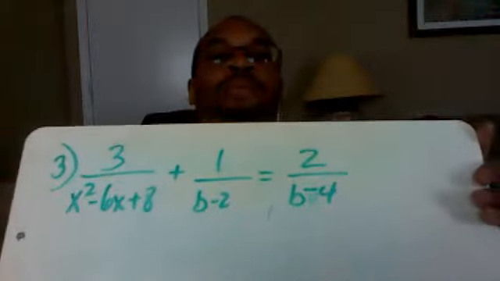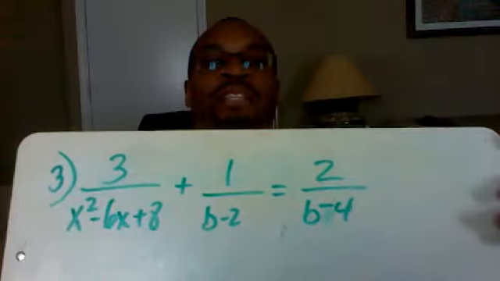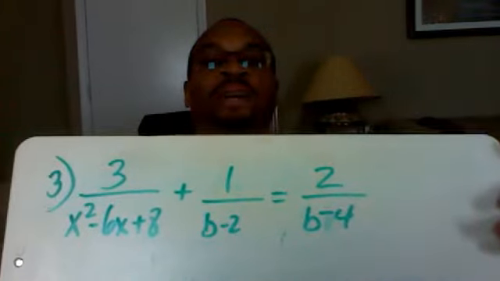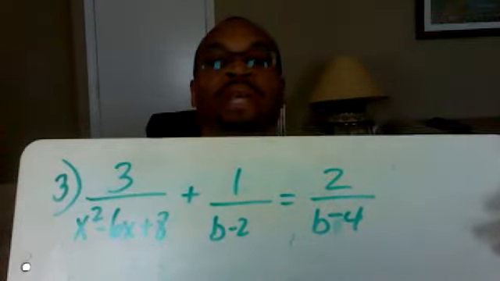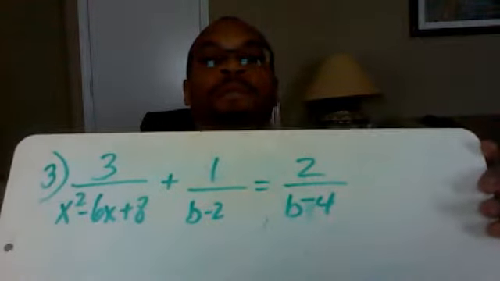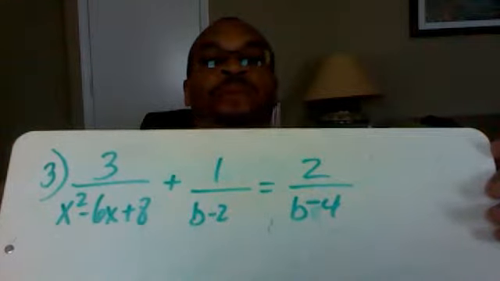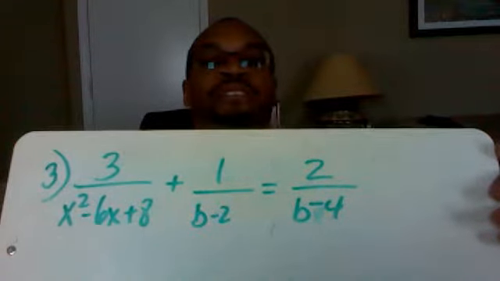Alright, this is problem 3, guys. You have 3 over x squared minus 6x plus 8 plus 1 over b minus 2 equals 2 over b minus 4. Alright, a little glare there. Let me make sure you see that correctly. So that's problem 3. If you need extra time, just pause the video.